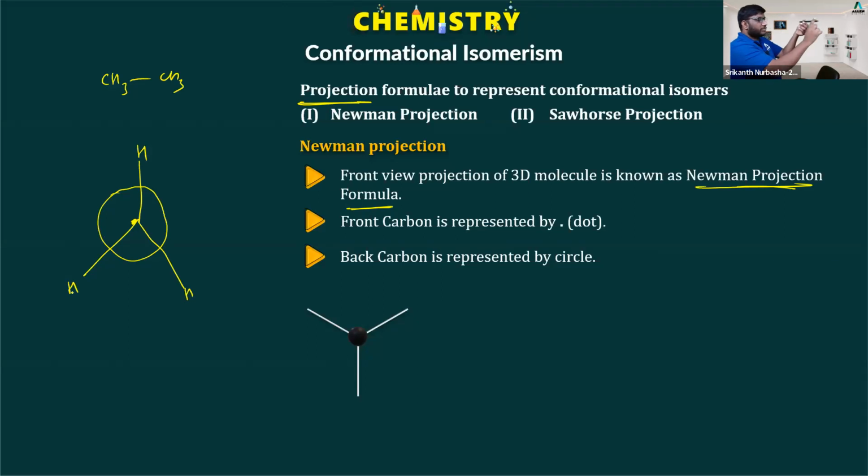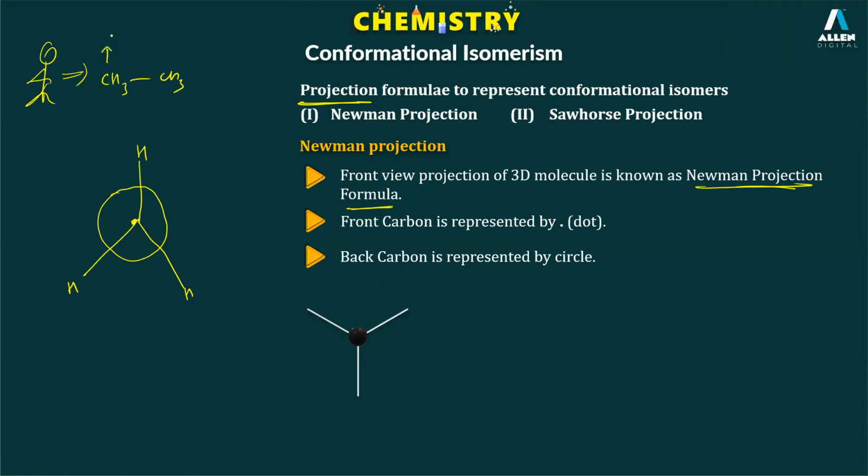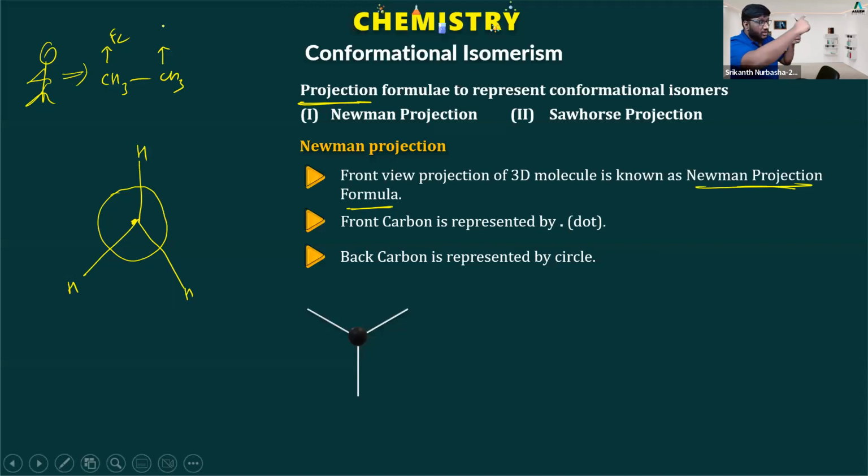What about the back carbon? This is the front carbon. I am standing here and looking at the molecule in this direction. The three hydrogens on the front carbon are visible. Whatever is on the back carbon, are they visible to me or not? Not visible. But you cannot simply say not visible, because they are under continuous change in position.